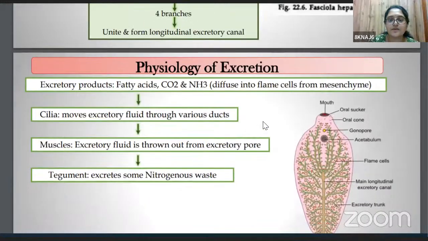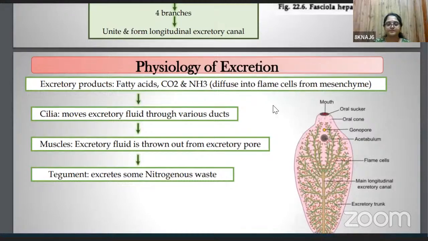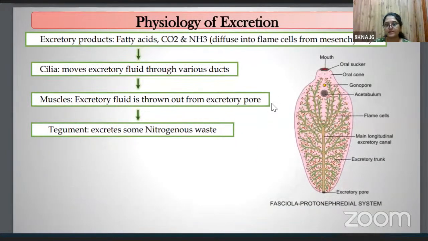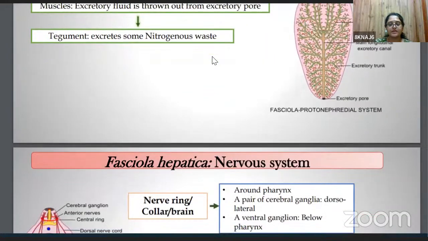So when it comes to the physiology of excretion, you can see that the products of fatty acids, carbon dioxide and ammonia diffuse into the flame cells from the mesenchyme, and the excretory fluid moves through the various ducts. By muscles, the excretory fluid is thrown out from the excretory pore. Then it excretes the nitrogenous wastes. So this is all about the excretion and the physiology of it.